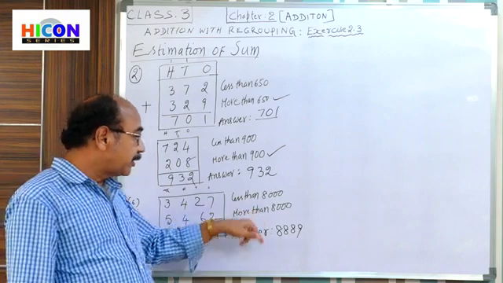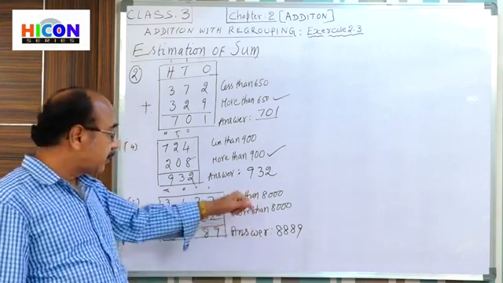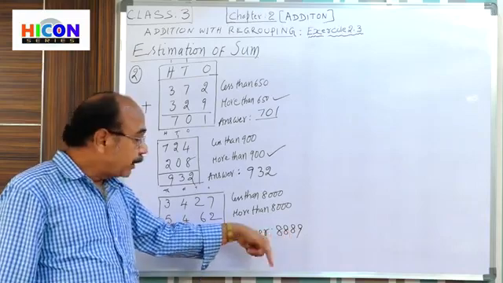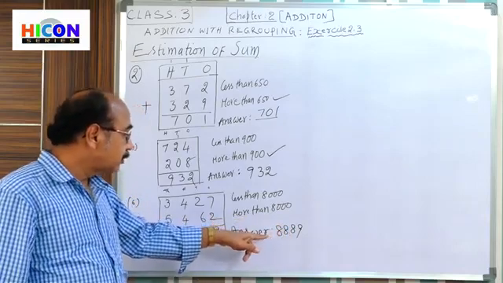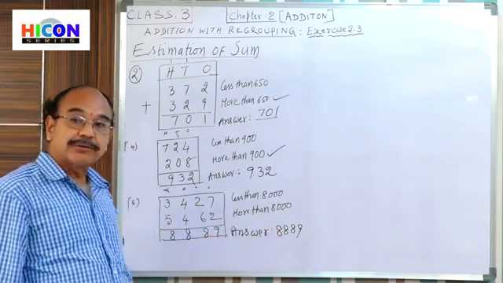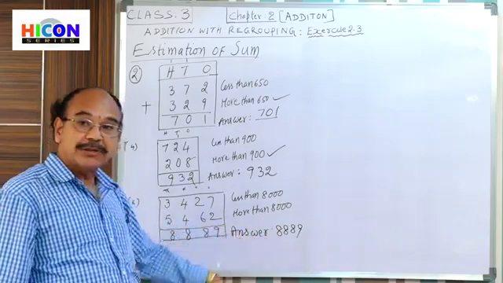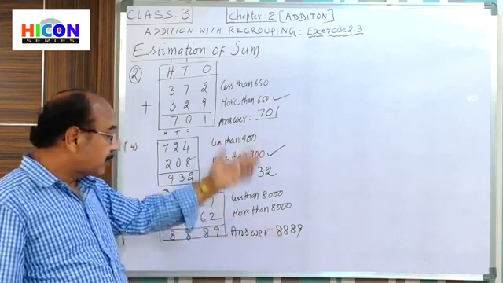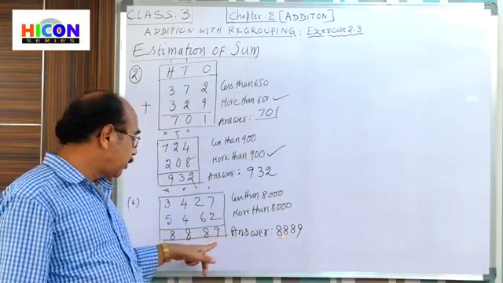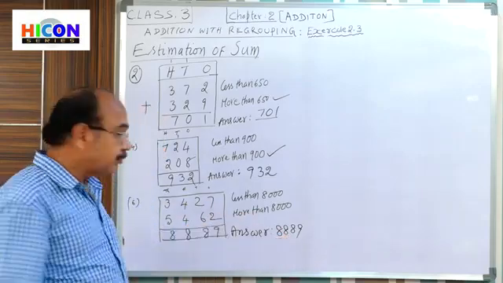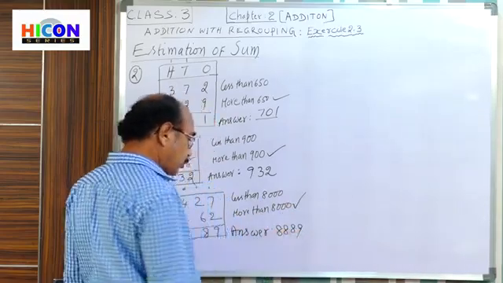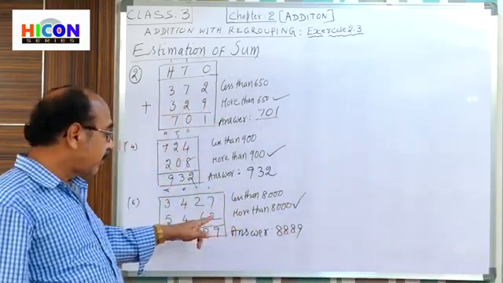Now, compare this. Is the answer less than 8000? Not less than. 8889 is the big one. So this is not less than 8000. This number is more than 8000 because it has crossed 8000. Here the answer has crossed 8000. That's why the answer is more than 8000.